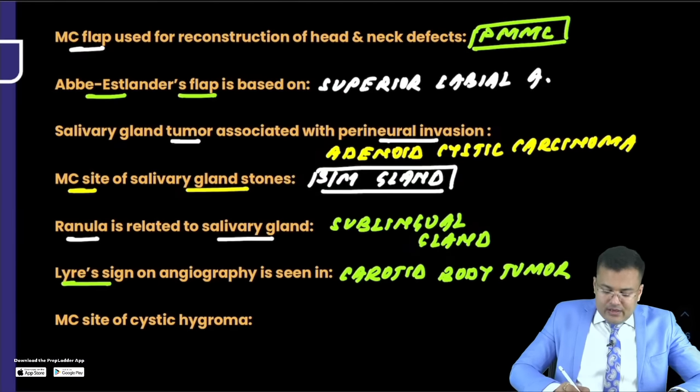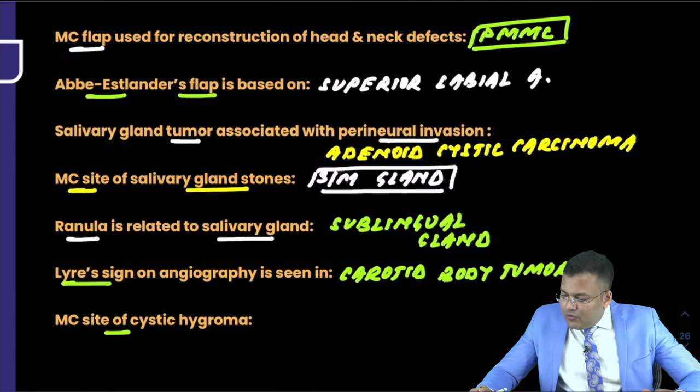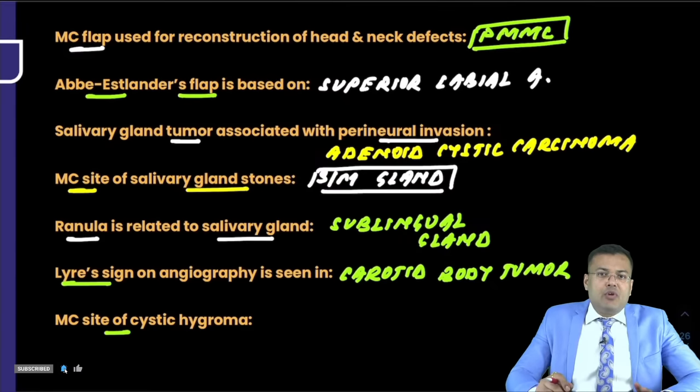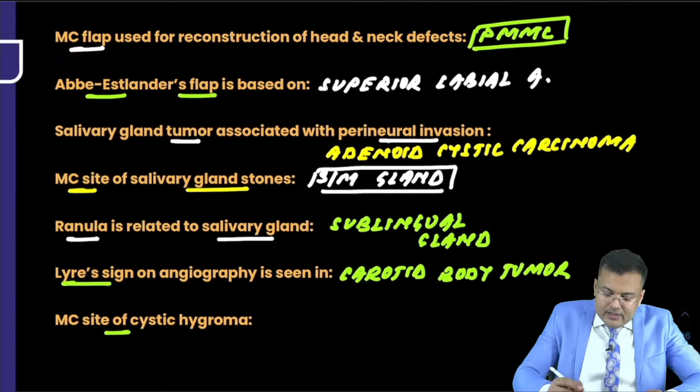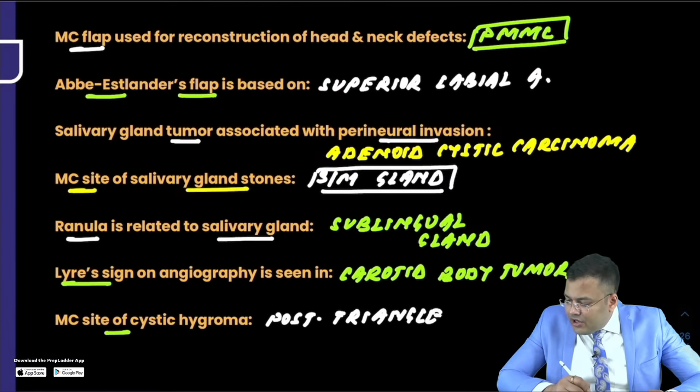Now tell me, guys, what is the most common site of cystic hygroma? Yes, Jignesh Wankar, first person to reply. This is posterior triangle. Very good. Majority of you are correct.